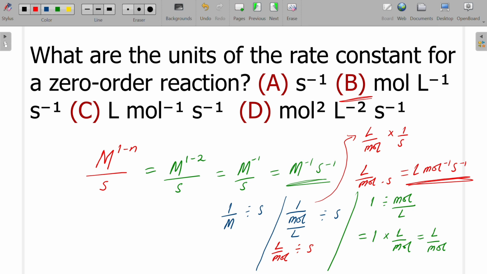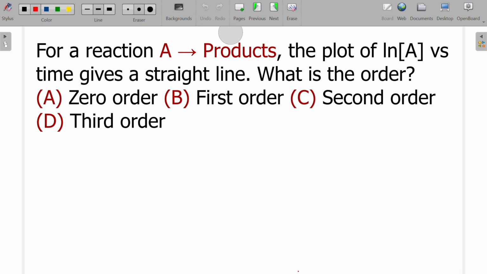The next question is saying, for a reaction A giving us products, the plot of natural log of A against time gives a straight line. What is the order of reaction? So we're looking for the order of reaction. Is it the first order, second order, zero order, or third order? Let's go ahead and see how we can determine that.